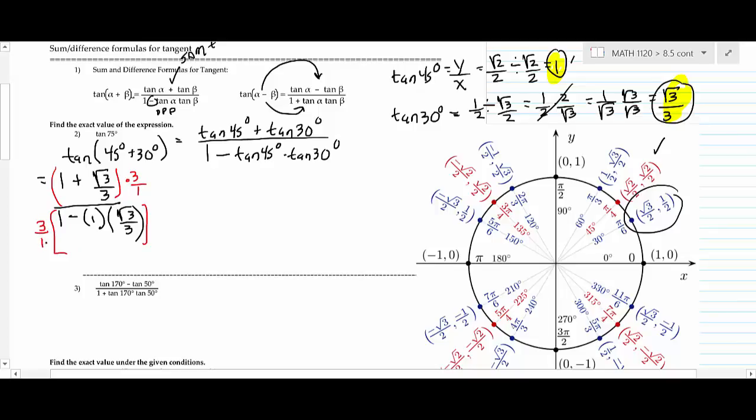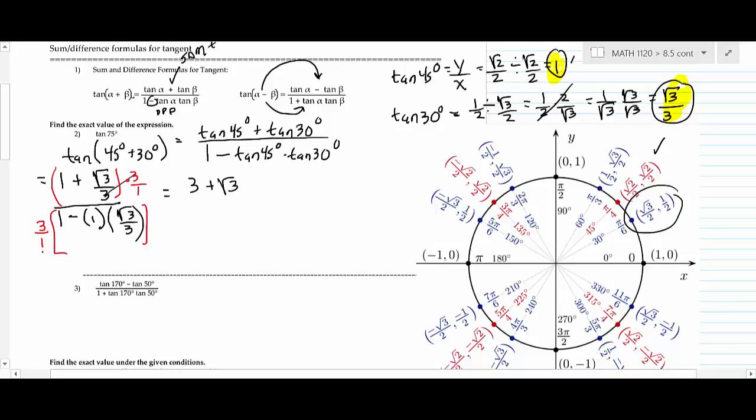Okay, all I'm doing is a distributive property, and you want to do this in your head. You want to understand how this works in your head. So what I'm doing is distributing. So 3 times 1 is 3. Then when I do the next term, the 3's cross out, so you're left with square root of 3. Do that in your head. Just multiply it out, distribute it.